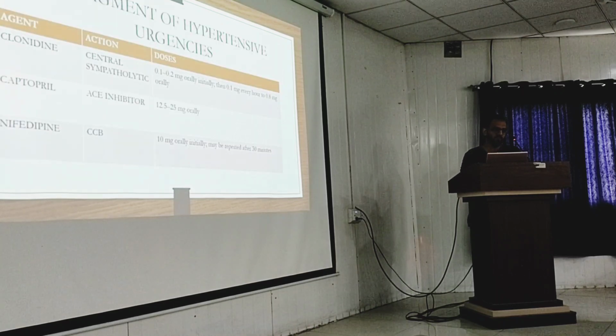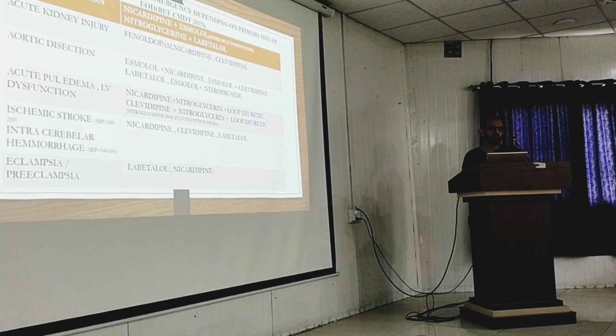Management of hypertensive urgencies. For hypertensive urgencies, clonidine, which belongs to the central sympatholytics, dose is 0.1 to 0.2 mg orally initially, then 0.1 mg every hour to 0.8 mg orally. Captopril, which belongs to the class of ACE inhibitors, 12.5 to 25 mg orally. Nifedipine, a calcium channel blocker, 10 mg orally initially, may be repeated after 30 minutes. Treatment of hypertensive emergency depends on the primary site of organ damage.